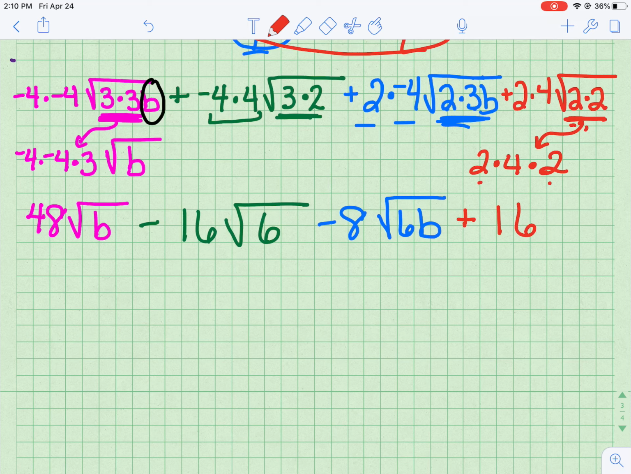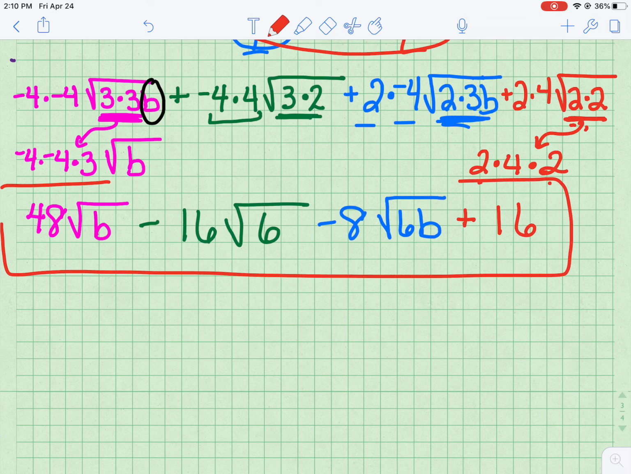What happened to the radical? It collapses because there's nothing left. There's nobody left behind, so the radical disappears. So this is the answer? Yeah, because look, this has a root b, but there's nothing else that has a plain old root b. It has a 6 root b. This one has a 6, but nothing has a plain old 6. This has a 6b. So there's nothing that can go together here, and so we're done.